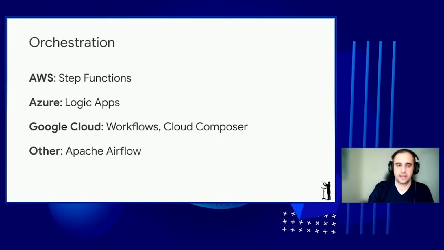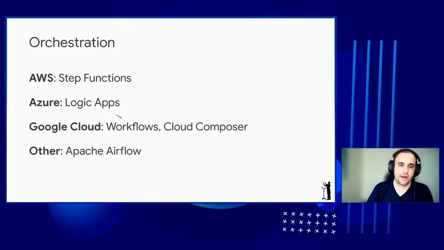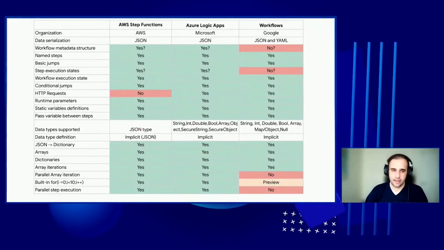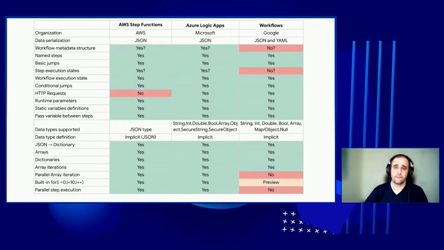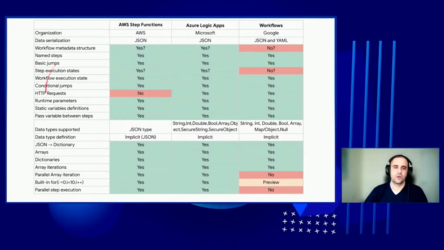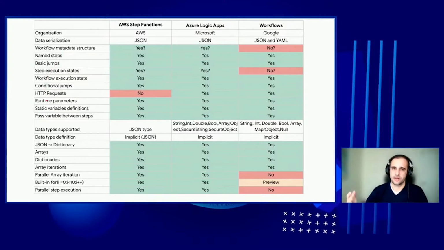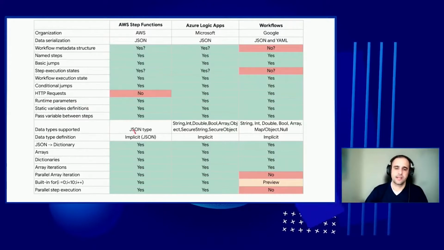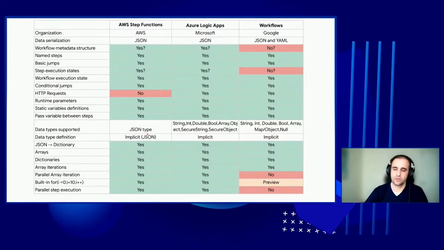And I actually did a little comparison between Step Functions, Logic Apps, and Workflows just to see how they compare. I won't go through this table in detail, but what I want to point out is that all the basic features of these services, like AWS Step Functions, Azure Logic Apps, or Workflows, you have them in each cloud, basically. So the basics are there, no matter where you're running in the cloud.